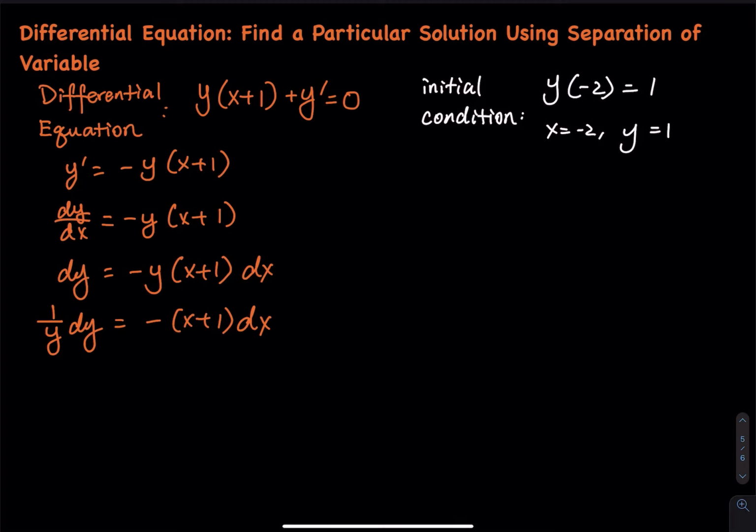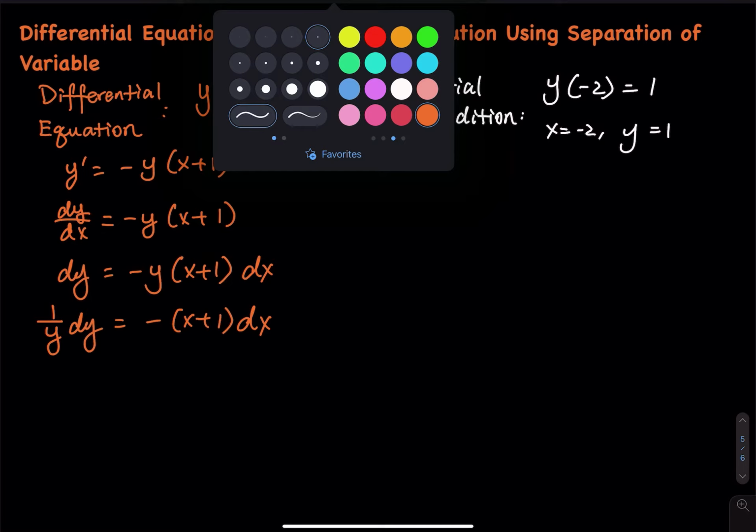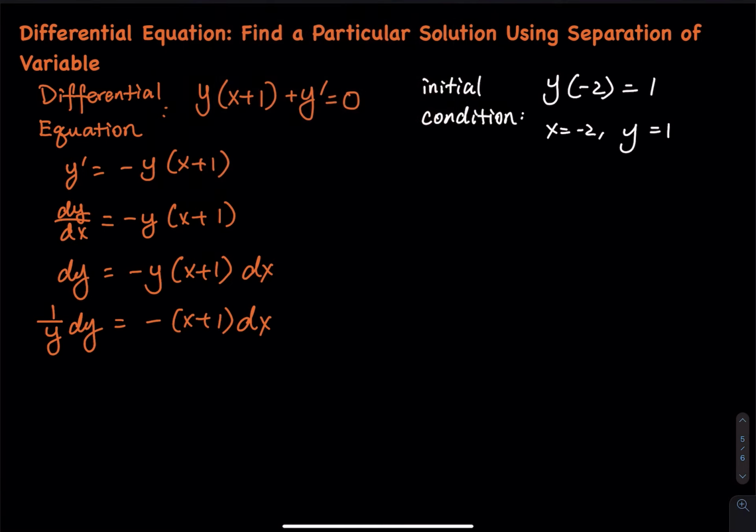So which lines are for the separation of variable? These four lines are for the separation of variables. All right, and then we integrate both sides.